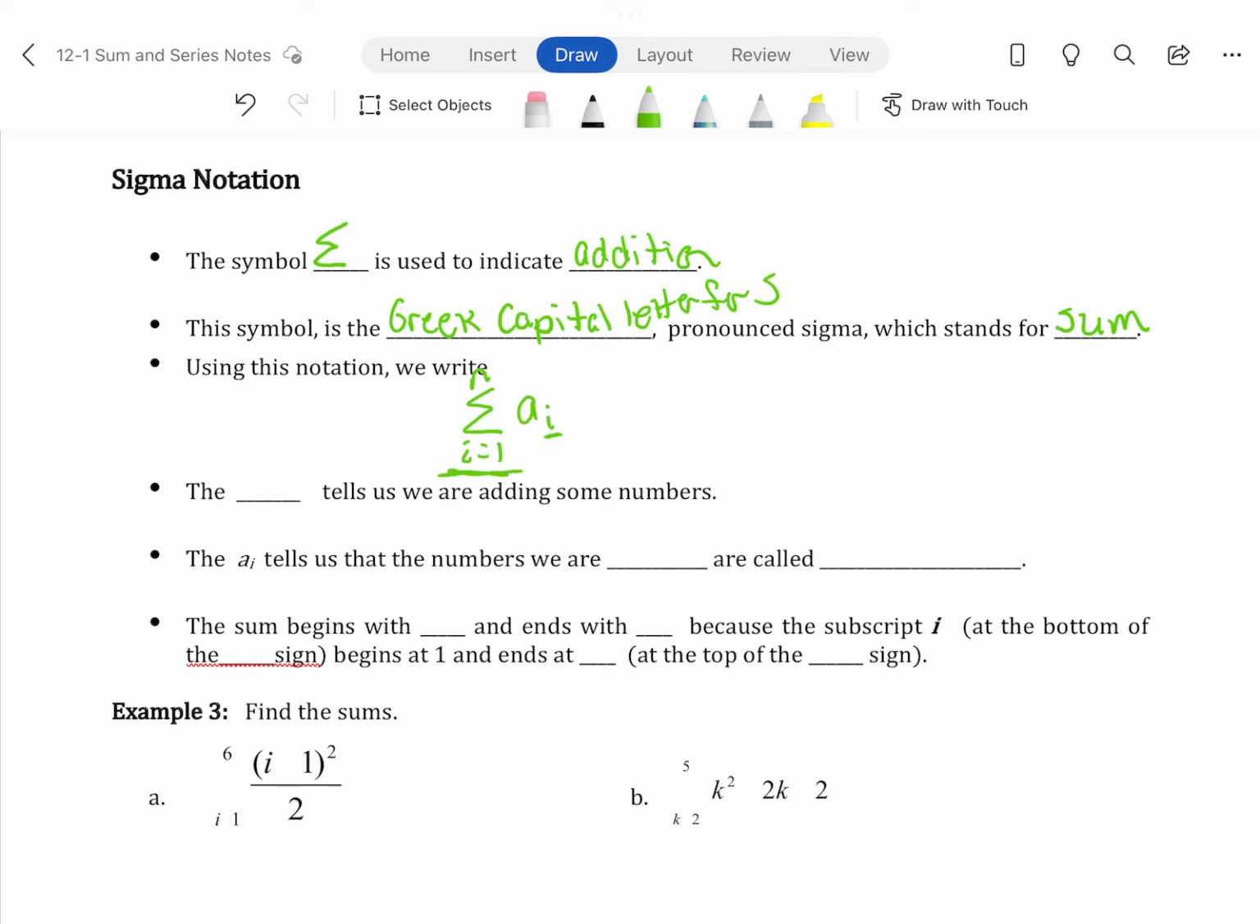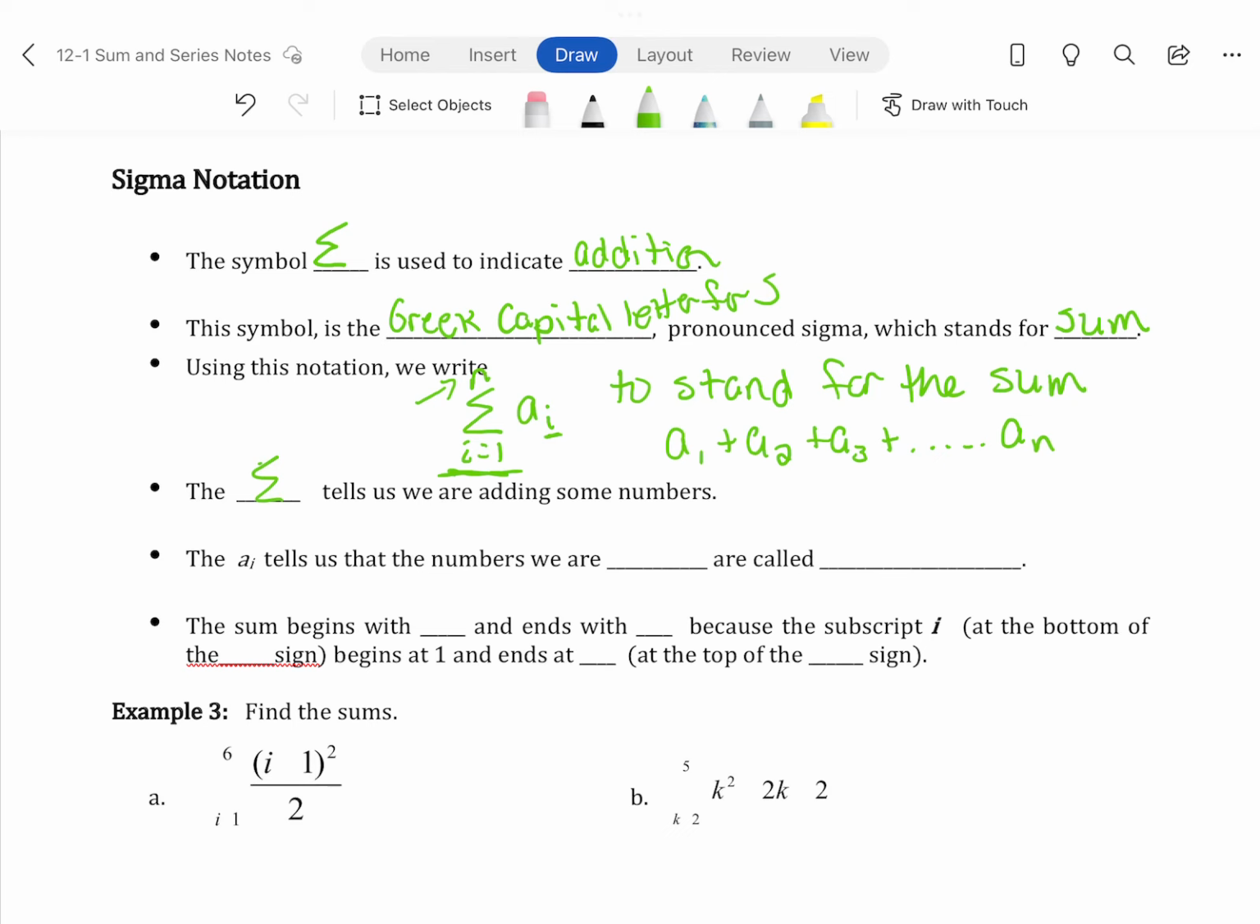What this means is the sum of adding all of your terms that we just found together. So you're going to have A1 plus A2 plus A3 plus all the way to whatever our top letter is, which is A_n. So now instead of just finding the terms, we're adding them together when we have our sigma. Our sigma tells us that we're adding numbers together.